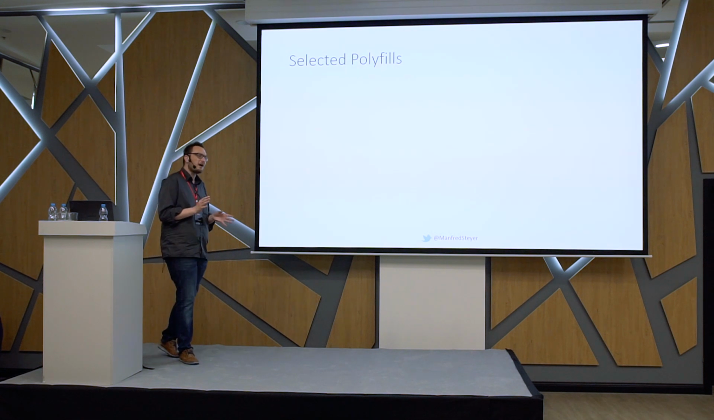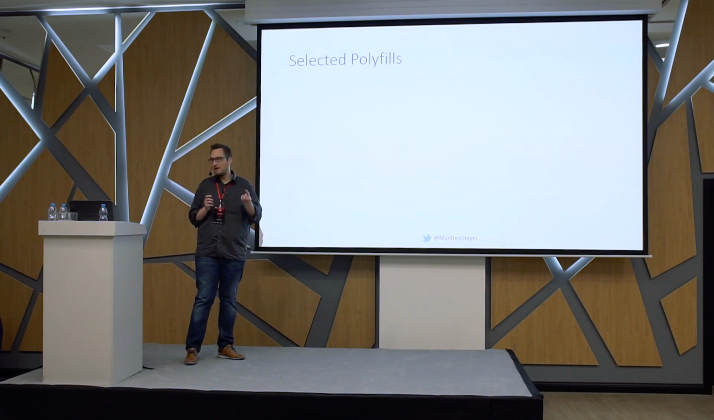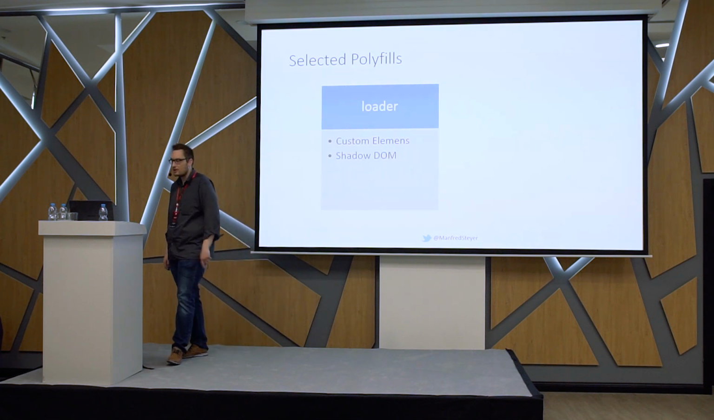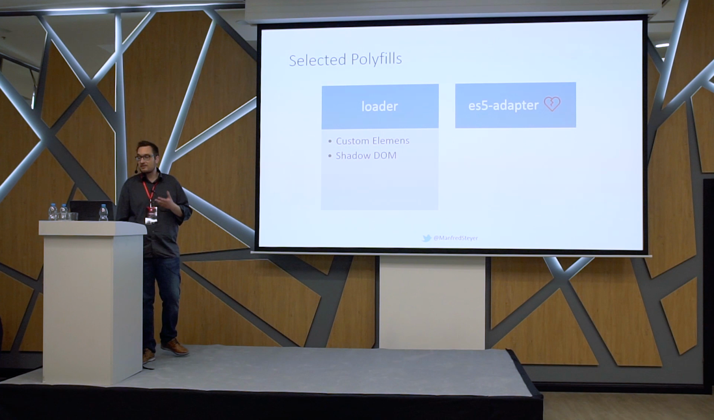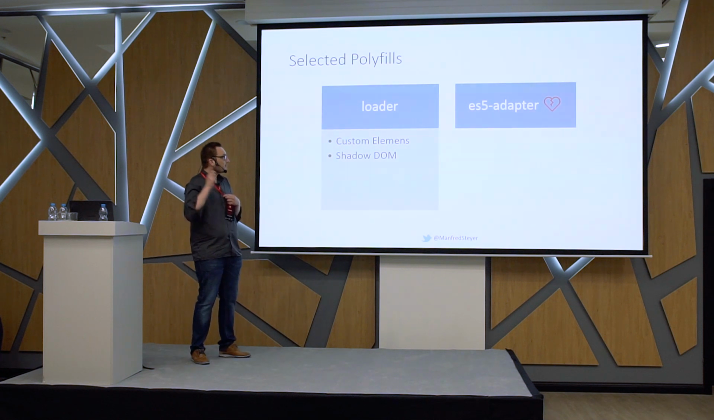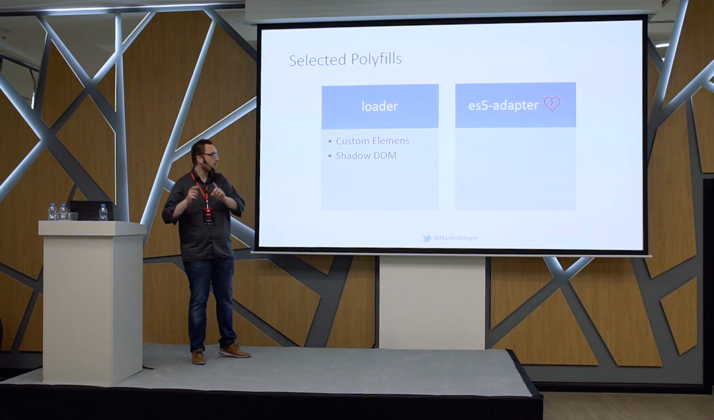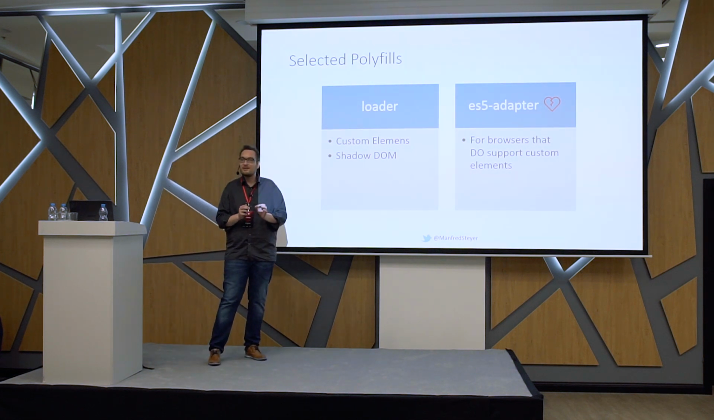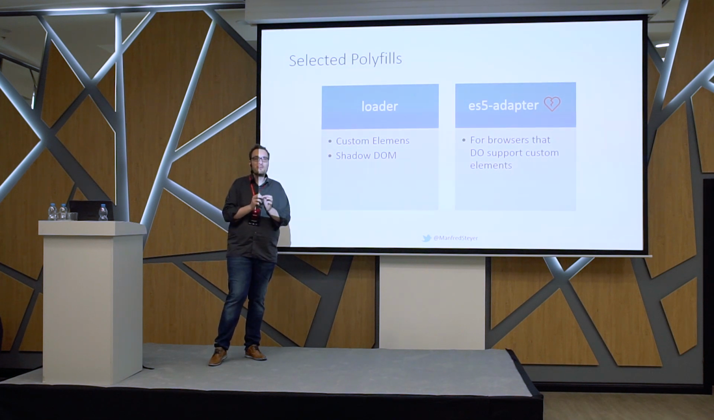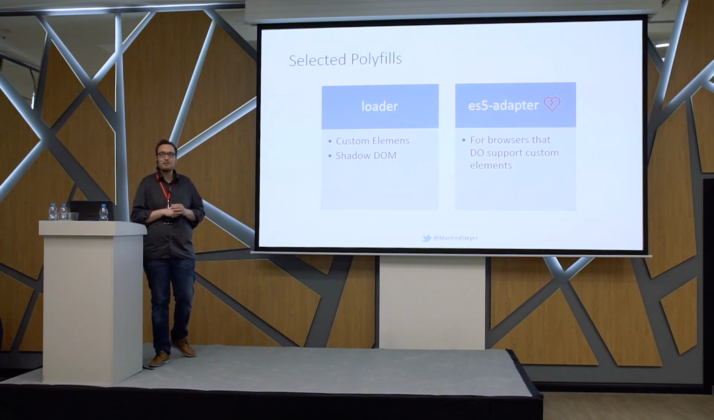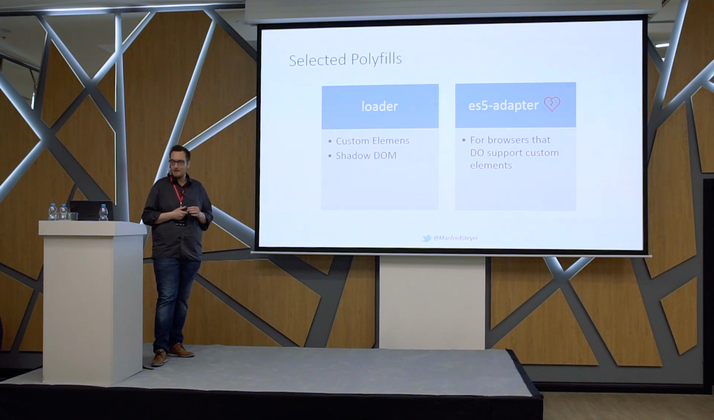Something that really breaks my heart is that we need two polyfills. The first polyfill is some kind of polyfill loader. It loads support for all the lacking features like custom elements, like shadow DOM and templates. And the second polyfill is called the ECMAScript 5 adapter. This is the heartbreaking one, because this one is needed, and now take a deep breath. It is needed for browsers that do support custom elements. Somehow awkward, isn't it? We have a browser that does support custom elements, and even though we need an adapter for it, even though we need a polyfill.